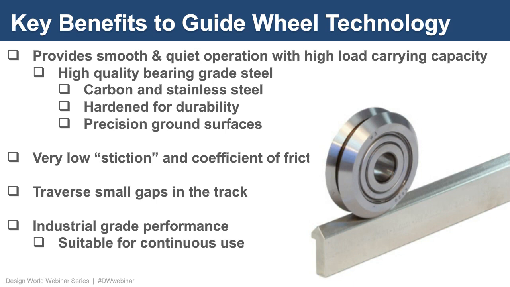This is because the wheel has a fairly large diameter and it doesn't take much effort to get it rolling. Another advantage of this is that it can traverse small gaps in the track. Because the wheel is fairly large, it can easily roll over a small gap. These provide industrial-grade performance, suitable for continuous use operation in production facilities such as my packaging machine.